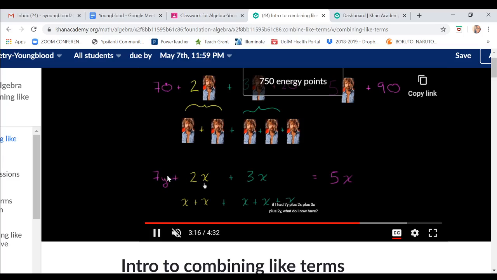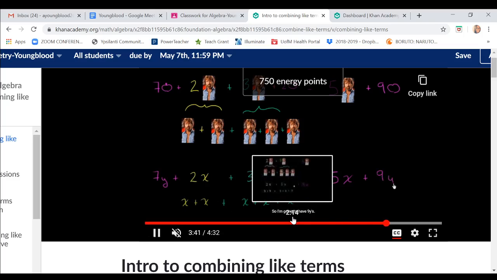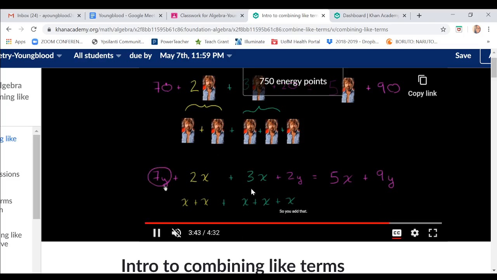An example of unlike terms would be 7y and 2y. So for the same reason we couldn't combine the plums with the Chuck Norrises, we can't combine the y's with the x's because they are different terms. They have different variables. They're not the same. But we can combine these two because they both have a y. So this is 7y's plus 2y's, which would get us what? 9y's. Yeah, so 7y's plus 2y's is going to get us 9y's. So we're going to have 5x plus 9y. And that's how you would simplify this expression.